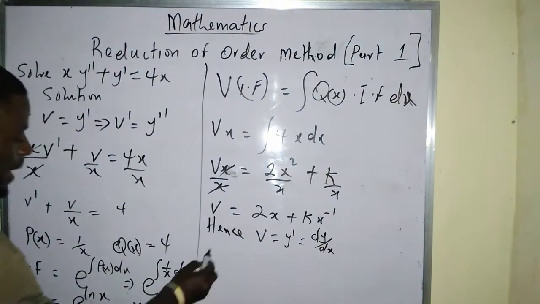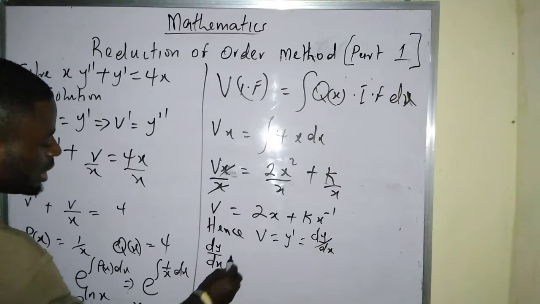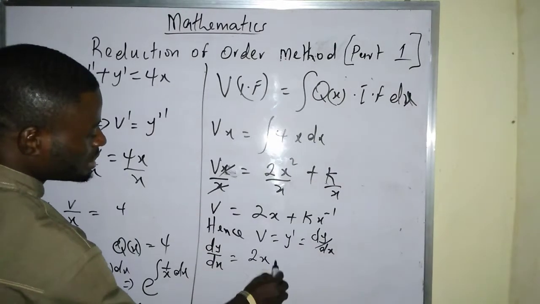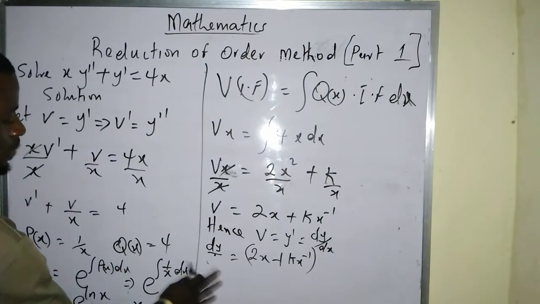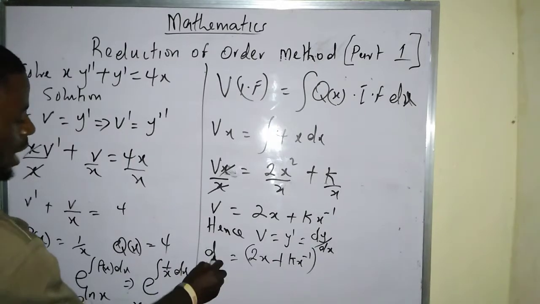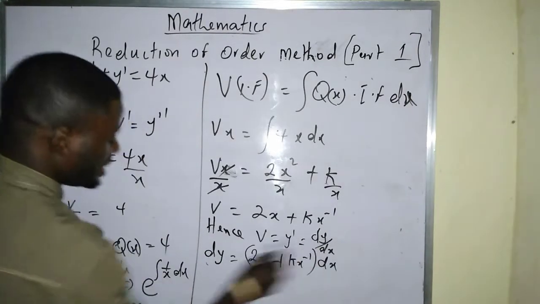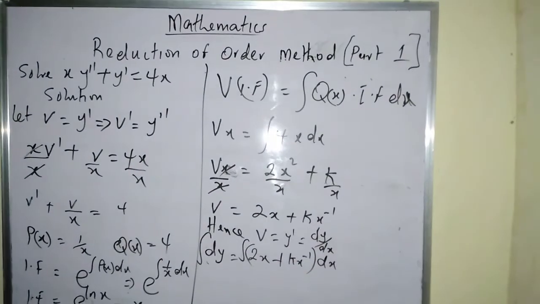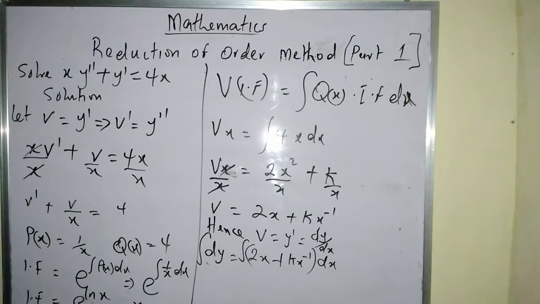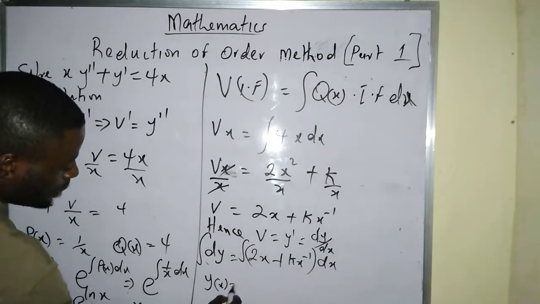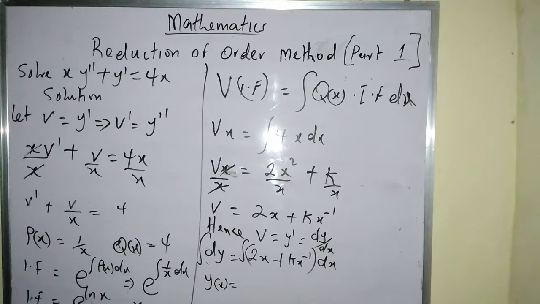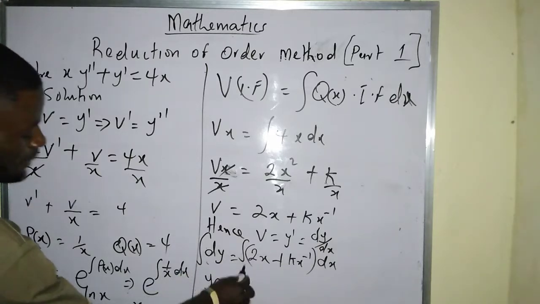Now I can say that my dy dx equals 2x plus k times x to the power of minus 1. If I multiply all through by dx, I can now say that my dy equals that times dx. If I integrate, now for me to integrate this function, my y, let me put my y of x, if I have my y of x as a function, it will be equal to, what am I going to have here?